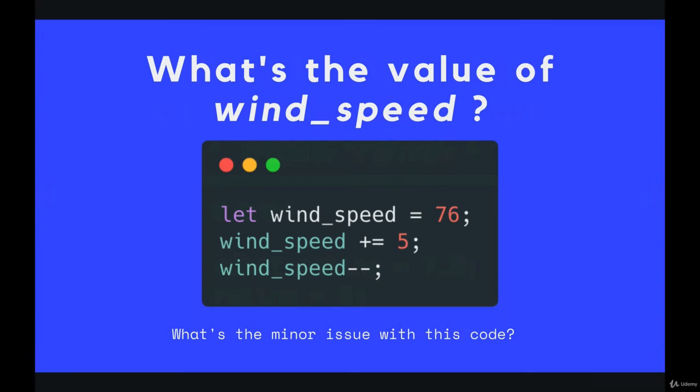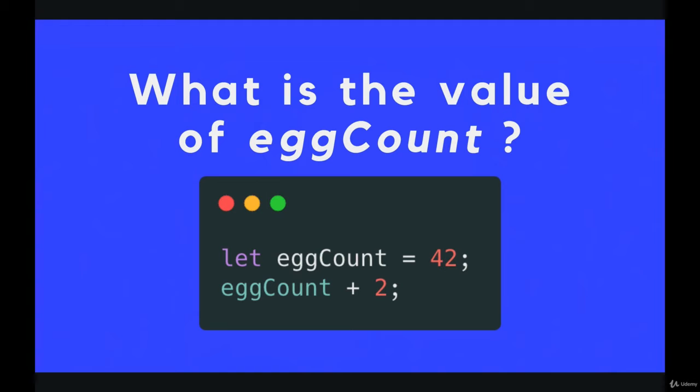And then there's a second note. What is the minor issue with this code? So 2 questions. What's the value of wind speed at the end? And what's the minor issue with the code? Okay, so let's start with the first one.